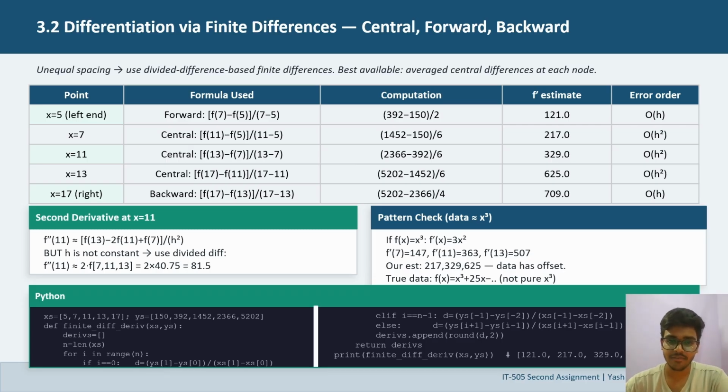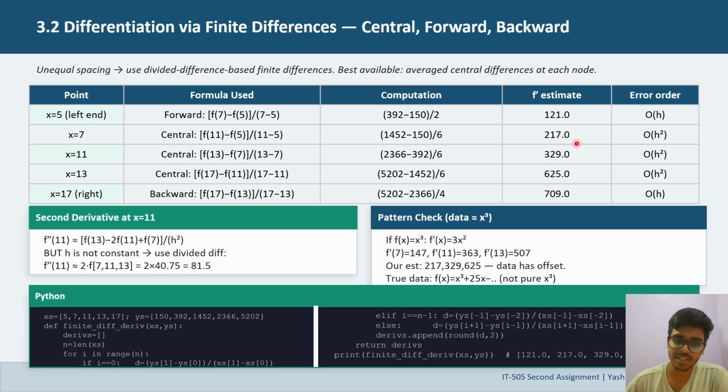And for the central difference formula, f dash of x is approximately equal to f of x plus h minus f of x minus h divided by 2h. Now at x equals 5, we use the forward difference formula 392 minus 150 divided by 2, which gives 121. At x equals 7, we use the central difference formula where 1452 minus 150 divided by 6, which gives 217.